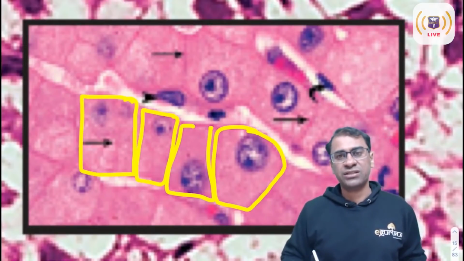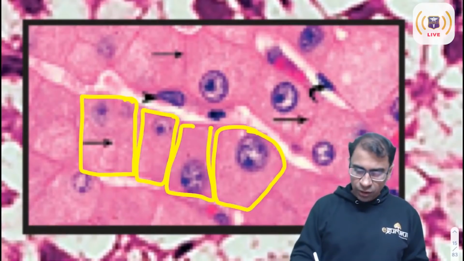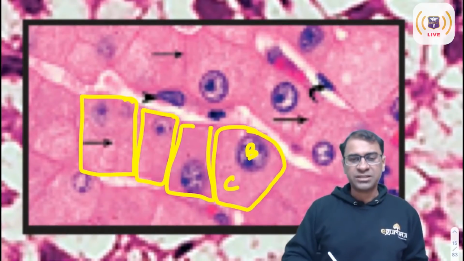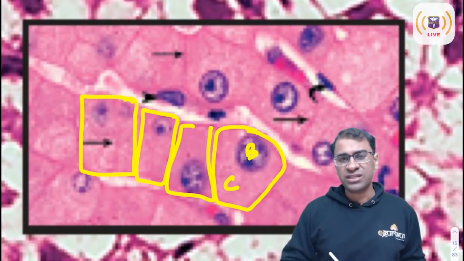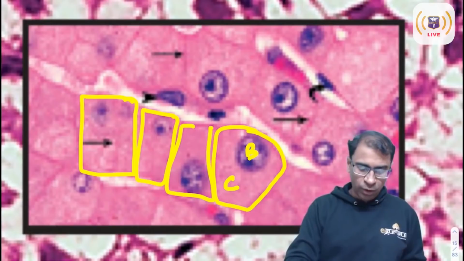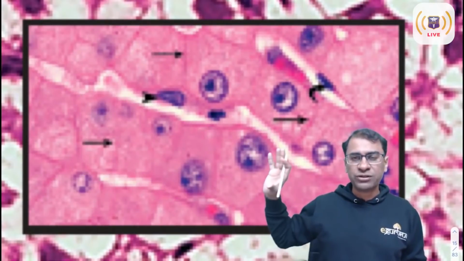These all are hepatocytes arranged one beside the other, called cords of hepatocytes. The color of the nucleus is blue and the cytoplasm is pink. Cytoplasm stains pink and nucleus stains blue. This is the normal color of these cells. Now, this is a normal hepatocyte.